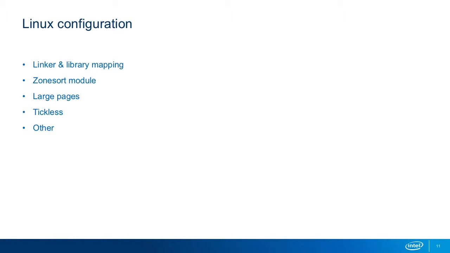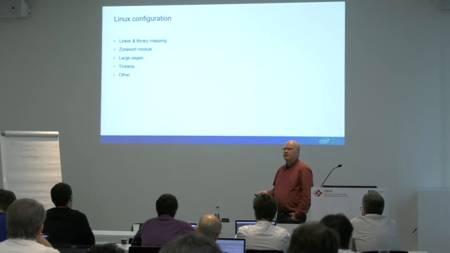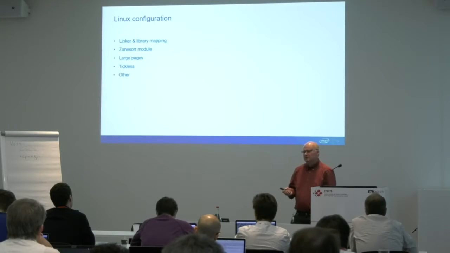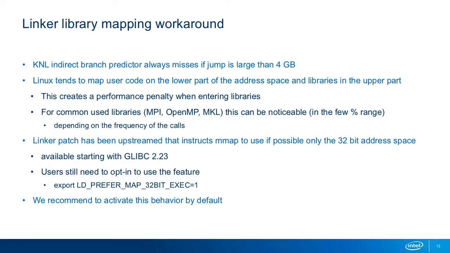Linux configuration. So about the linker and library mapping, about the zone sort module that Hans was talking about before. But these are all very advanced options that you might check if any other optimizations didn't work for you. Using large pages, the tickless kernel configuration, I saw that there is something similar available on Cray systems and other stuff.